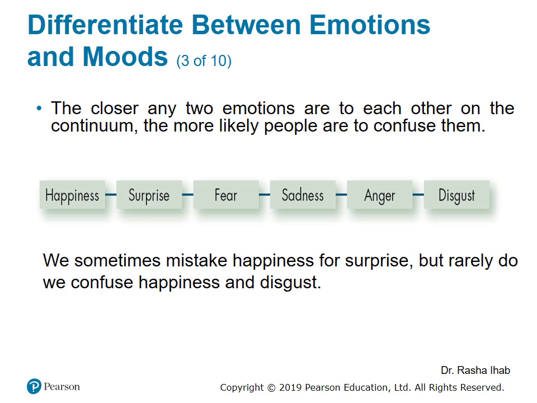The closer any two emotions are to each other on the continuum, the more likely people are to confuse them, which means sometimes when someone gets me a present, I'm not sure whether I'm happy or surprised with that present. Sometimes when a student does something wrong in the classroom, I'm not sure whether I'm sad or angry with this situation. Because happiness and surprise are next to each other on the continuum, I'm confused whether I'm happy or surprised. Sadness and anger, because they are next to each other on the continuum, I'm confused whether I'm sad or angry.